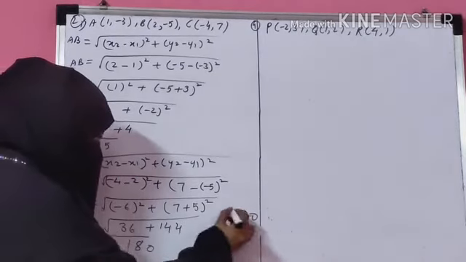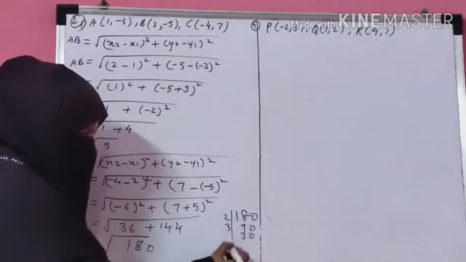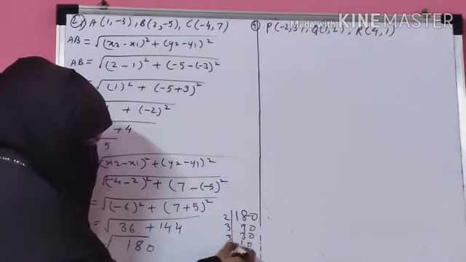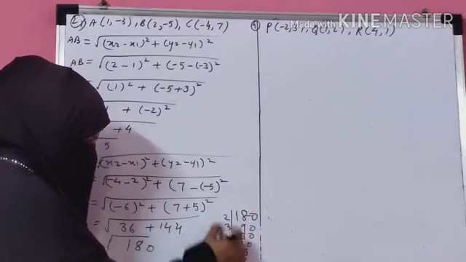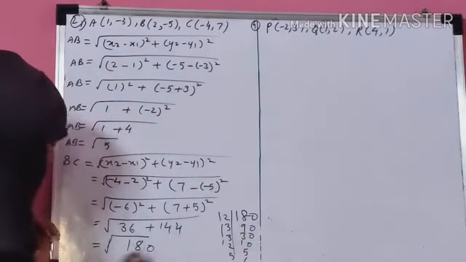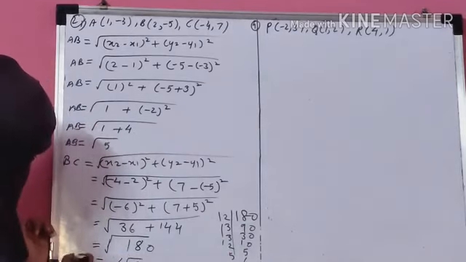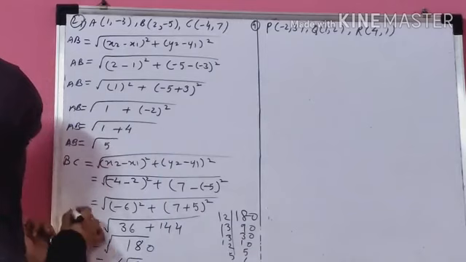Factorize 180 here. 2 nines are 18, 0. 3 3s are 9, 0. 3 1s are 3, 0. 2 5s are 10. 5 1s are 5. 2, 3, 3 are in pair. So 2 3s are 6. 6 root 5. So the answer is 6 root 5. That is the distance between point B, C.